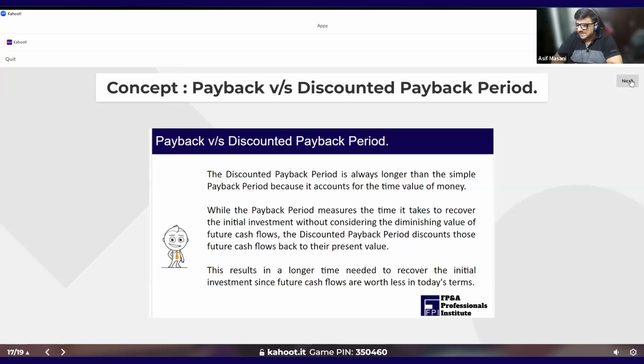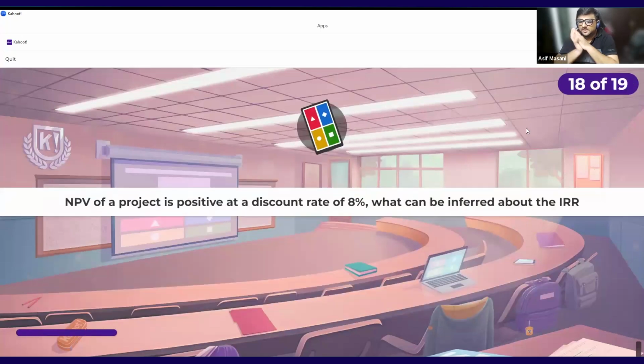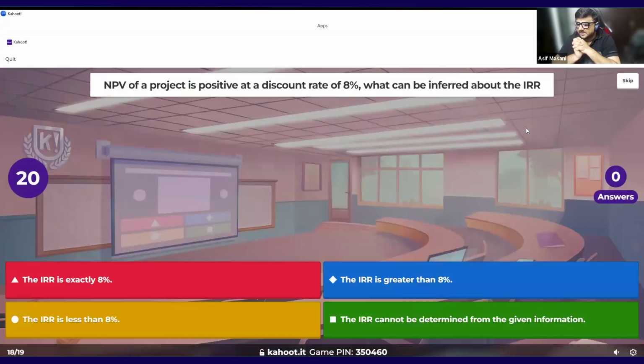Okay, let's go to the last question. I think this is the last question, but let me just confirm. The NPV of a project is positive at a discount rate of 8%. What can be inferred about the IRR?